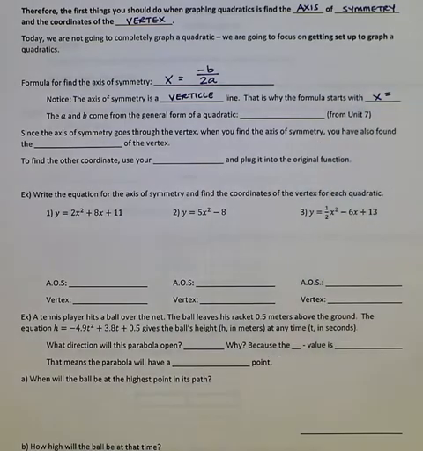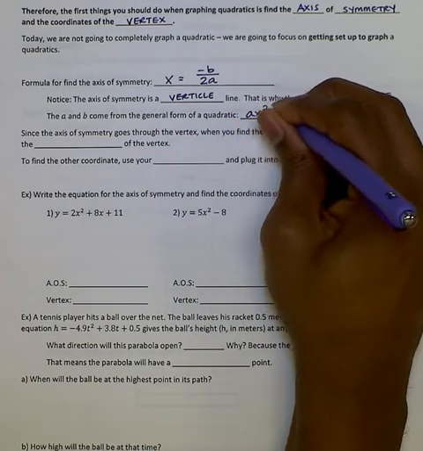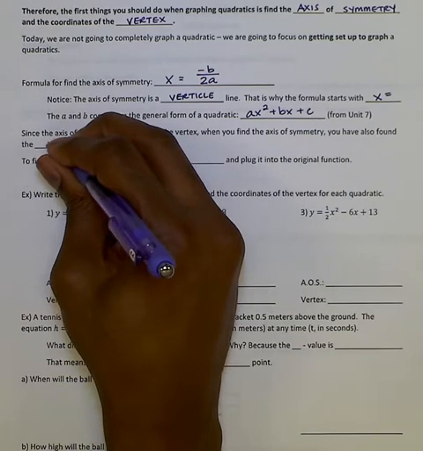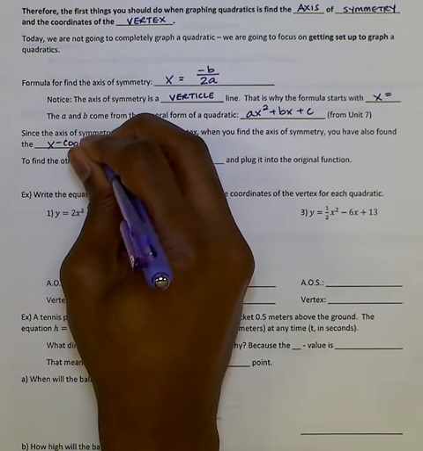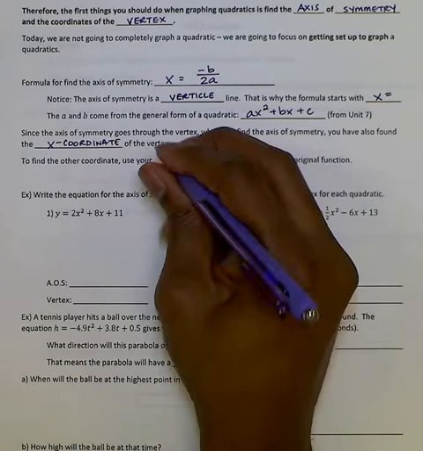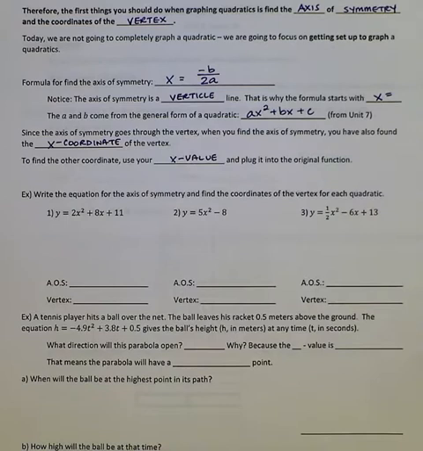Like in our linear graph chapter. The a and the b come from the general form of a quadratic. Remember that was ax squared plus bx plus c. Since the axis of symmetry goes through the vertex, when you find the axis of symmetry, you have also found the x coordinate of the vertex. To find the other coordinate, use your x value and plug it into the original function, and we'll get our answer.